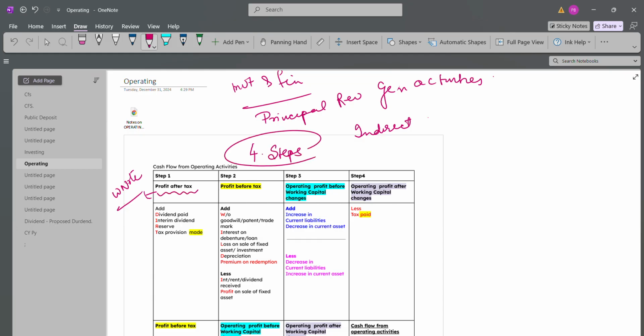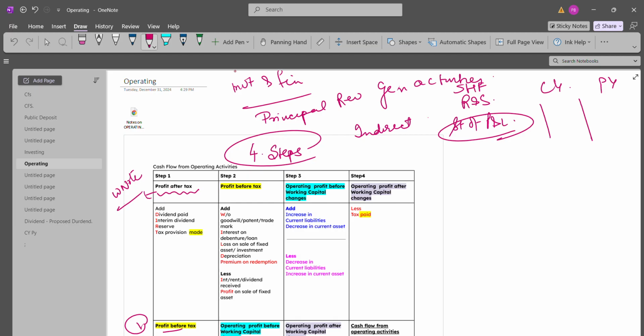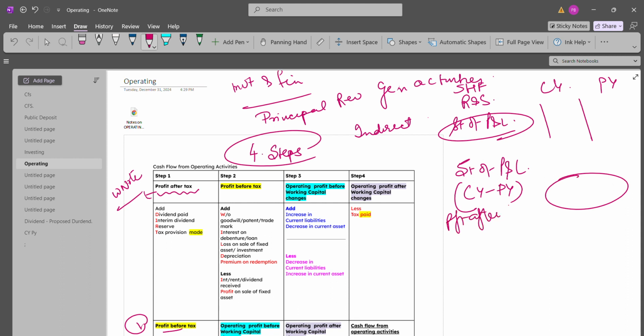Step 1 is profit before tax. Sorry, we are given profit after tax in the question. We are given the statement of P&L, which is given to us under reserves and surplus, under shareholders fund. So for this statement of P&L, two amounts are given: current year, previous year. We take current year minus previous year, find out that amount, and that is your profit after tax. It may be negative also, you will put it in brackets in that case.